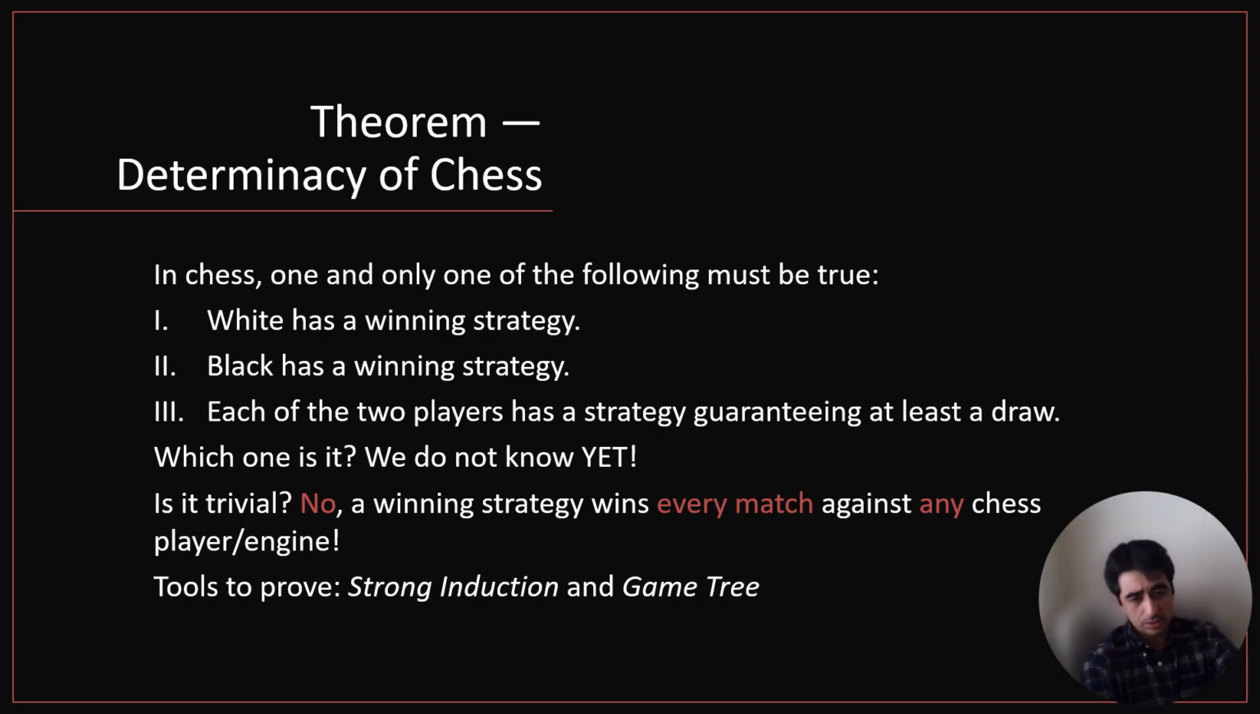And you may say, well, this is kind of obvious. It's a trivial theorem. You either have a win by white or win by black or a draw. Why do we even call this a theorem if it's that trivial? The answer is no, it's not that trivial. If you go back and think about the definitions that we had provided for the winning strategy or the strategy of guaranteeing a draw, you will realize that this is not trivial. Why? Because a winning strategy should win every single match against any chess player or chess engine with any strategies. That's a very strong statement, and that's why it's not trivial.